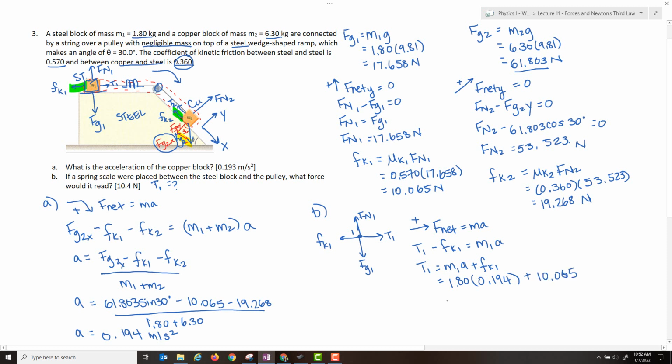I'm going to type this all on my calculator. I get 1.8 times 0.194 plus 10.065, which is 10.4 newtons. And that's the tension in the rope, which is also the force that the spring scale would read if you placed it between the steel block and the pulley.